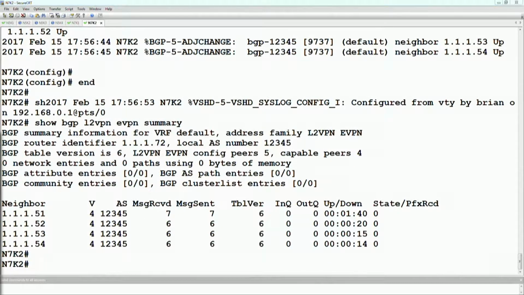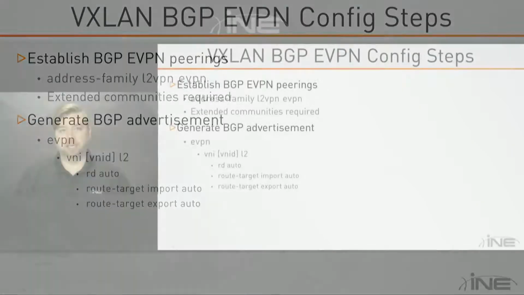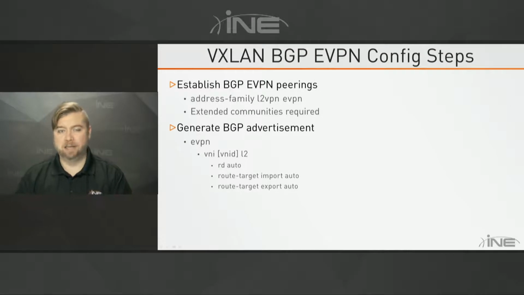Final step is we're going to generate the advertisement. So again, advertisement is going to go under the EVPN config mode. So it's in global config, then EVPN, and we specify what VXLAN network identifiers we are specifically advertising.